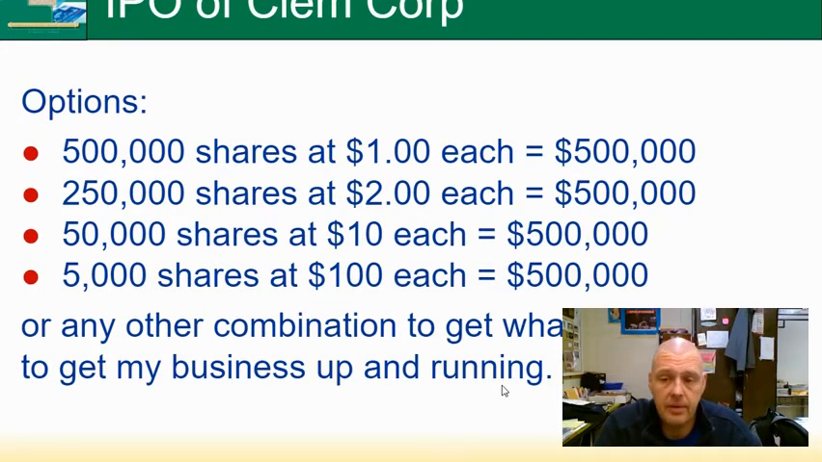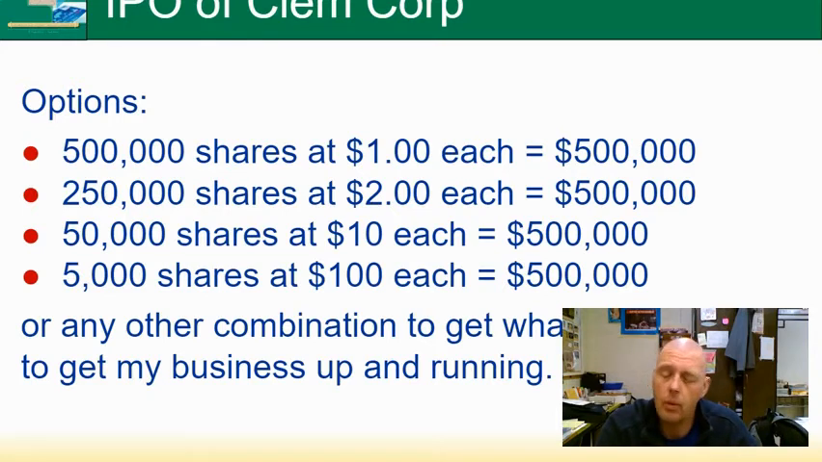I could issue 500,000 shares at $1 a share. I could issue 250,000 shares, but they're $2 a share. I could issue 5,000 shares and sell each little piece of paper for $100 per share, or any combination in between, right? I'm going to the state to figure out, hey, I need this much money. They need to approve that.